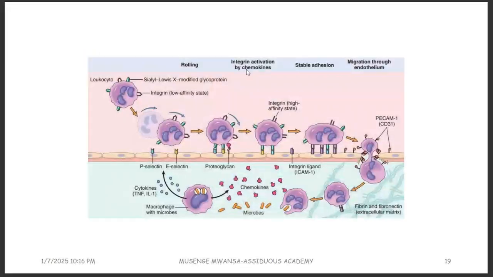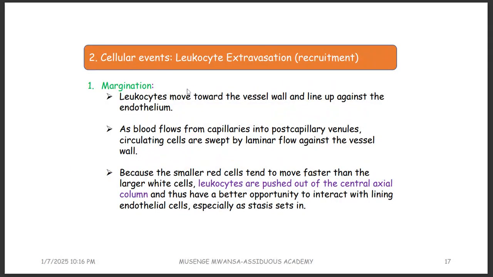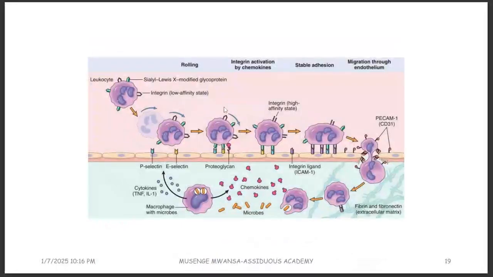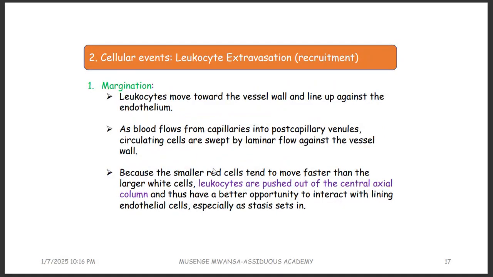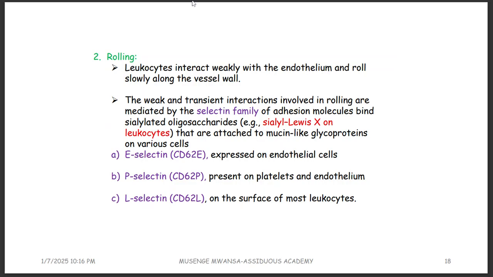Normally, this is the inside of a blood vessel on top here. You can see the leukocytes are normally moving on the sides. But in margination, the leukocytes now start moving near the endothelium. That's known as margination. So leukocytes move towards the vessel and line up against the endothelium. Normally, because the red blood cells are small, they are going to be moving in the middle of a blood vessel, and the white blood cells are a bit on the sides. But in margination, they are pushed out of the central axial column, in the middle, to go to the very end so that they start interacting with the endothelium. That's margination. Once margination happens, there's now going to be rolling.